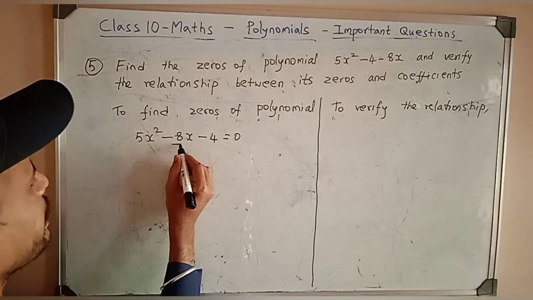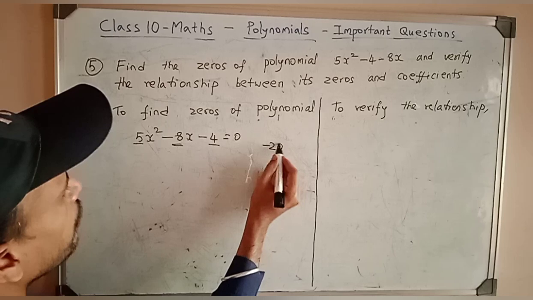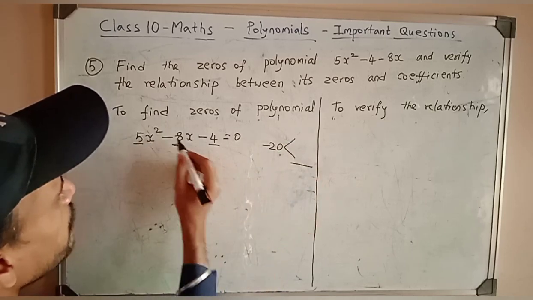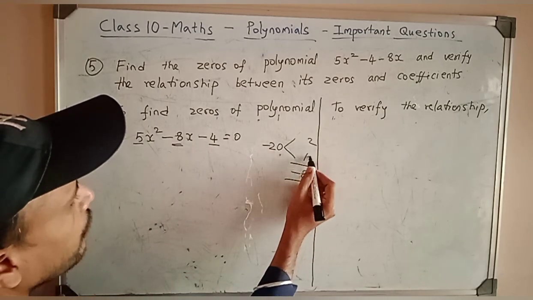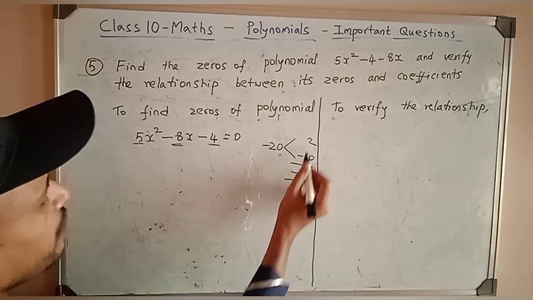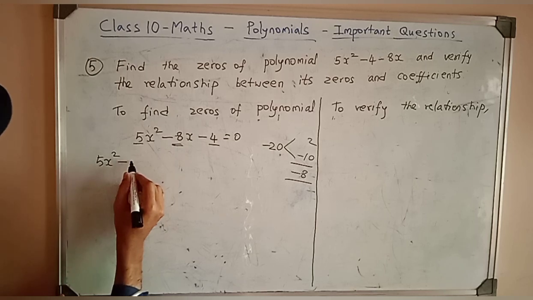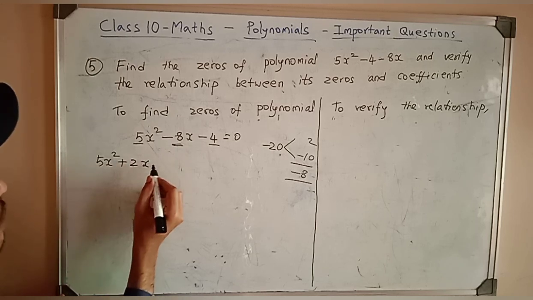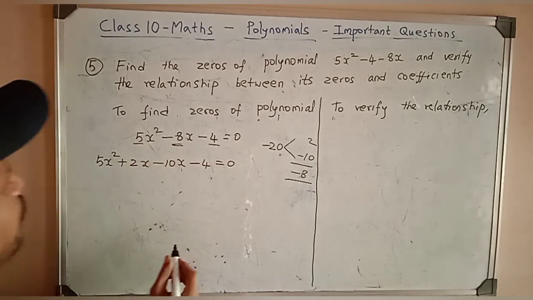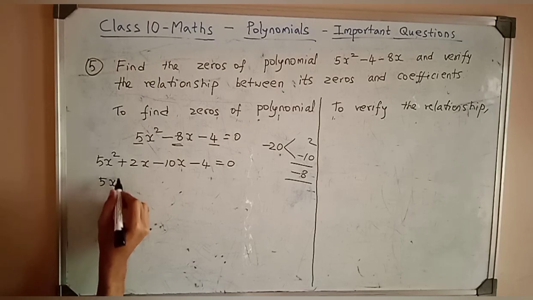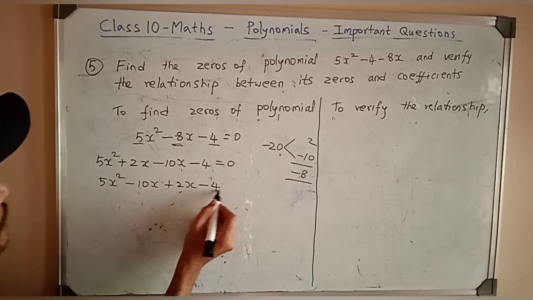Here middle term is minus 8 and then the product 5 into minus 4, minus 20. I have to split this minus 20 to get this sum minus 8. So we can consider the factors of 20 as 2 and 10. If we put a minus sign to the 10, we will get this sum as minus 8. So we can write this as 5x square plus 2x minus 10x minus 4 is equal to 0. We can rearrange this equation as 5x square minus 10x plus 2x minus 4 is equal to 0.